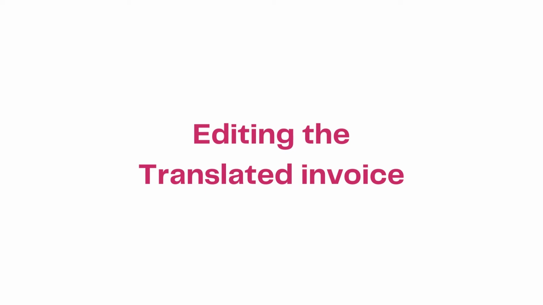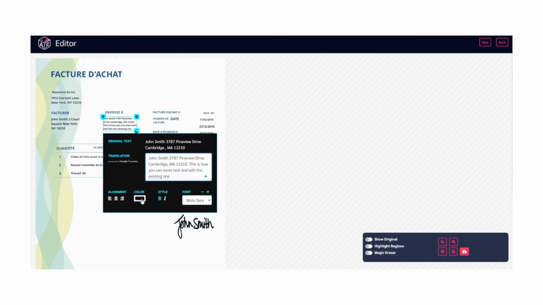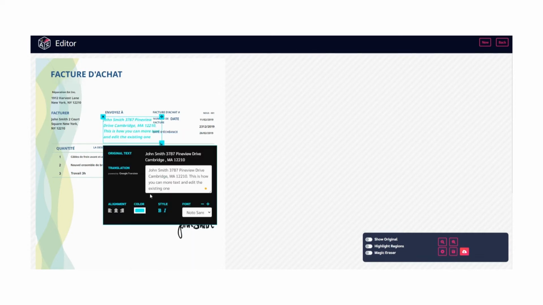Editing the translated invoice. If you feel the translated invoice needs some editing, then you can use ImageTranslate's typesetting feature to edit the translated text and make it more accurate. You can also choose a different font, font size, and text alignment, or make the font bold or italic, and even change the font color.